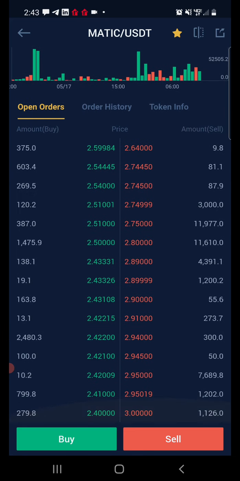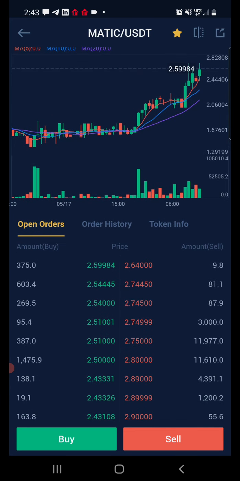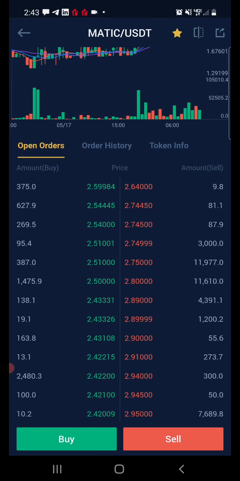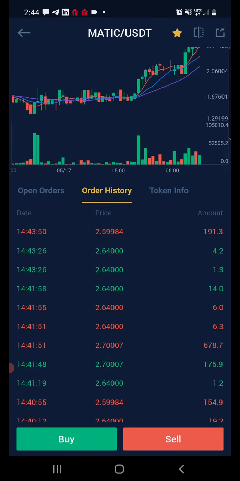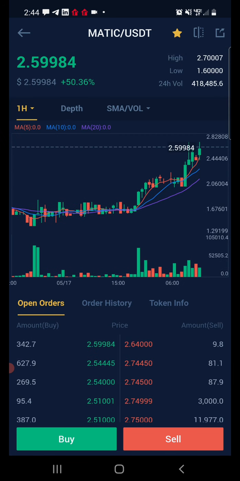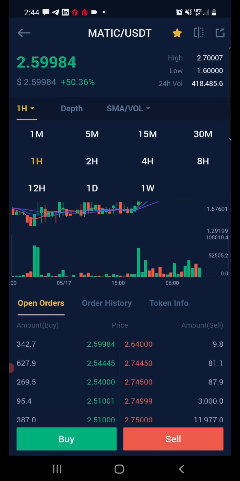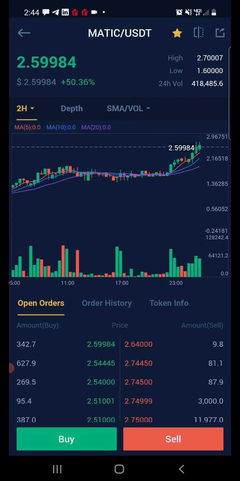So what we're looking at here is the order book. We're seeing the orders, people that have open orders to buy, people that have open orders to sell, and then we've got the open history, which will give us some insight as to what's going on in the marketplace, and we can adjust our window here that we're looking at.